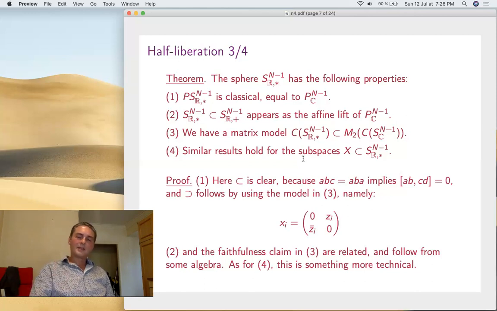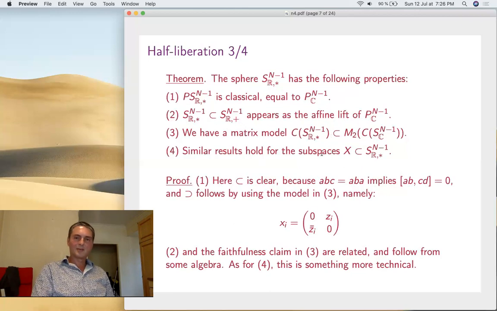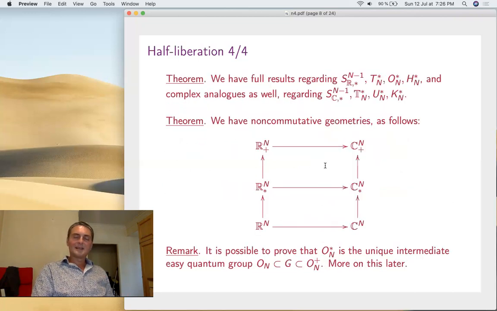And now the same things, of course, will work. Well, let's take a look at this. If it works for the subspaces, it will work also for these quantum groups, right? And tori and everything, because everything lives in the sphere. So everything works also for these guys, and you have some complex analogs as well. So this is once again basically Bichon and Bichon and Dubois-Violette especially. There are many results here.